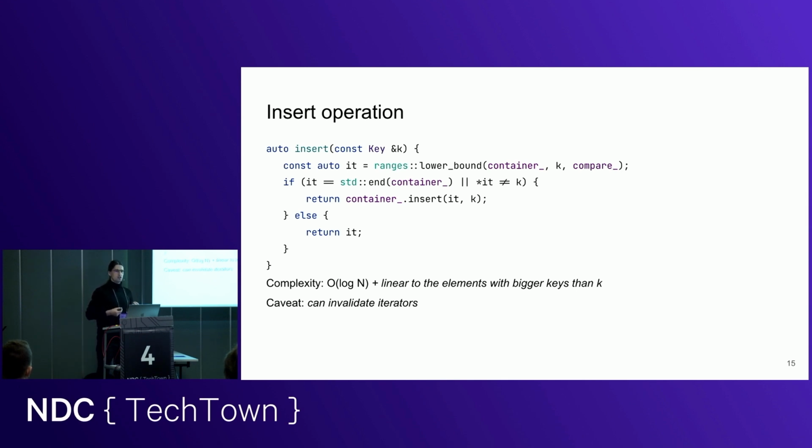So it can invalidate iterators. Why? Because we can shift elements, or we can completely relocate the entire chunk of the memory. Because that's how vector works. If capacity is not enough, it would allocate more with some factor and then move all elements into the new chunk of memory. You should keep these caveats in mind.